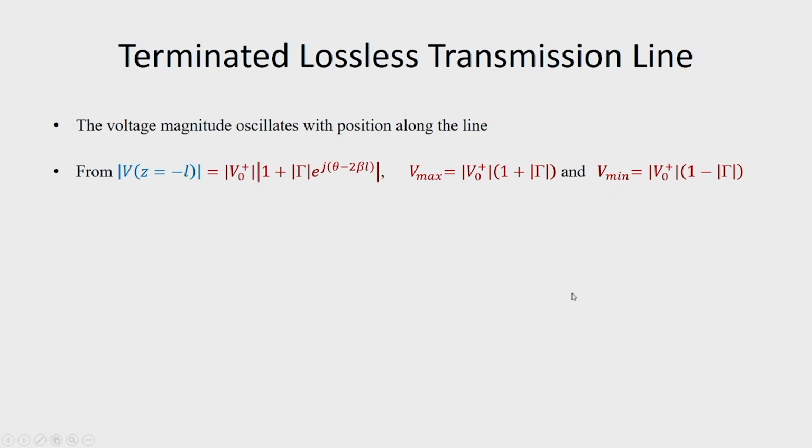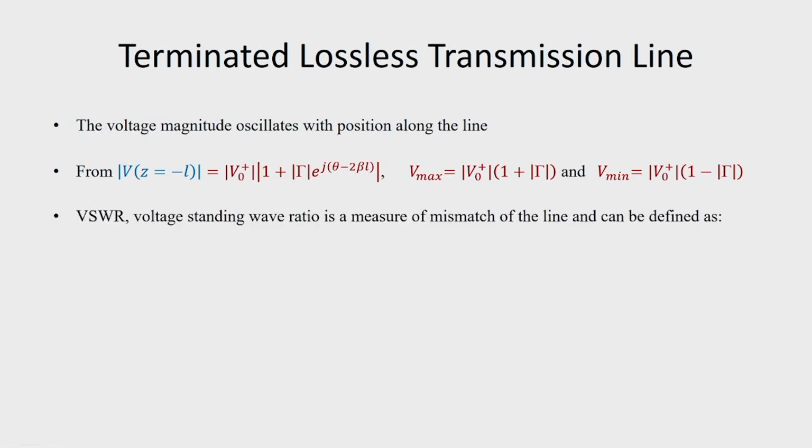Please note that the magnitude of the reflection coefficient becomes 1 when the load is a short circuit or an open circuit. For both these cases, the reflection coefficient magnitude will become 1, but the difference is that when it is a short circuit, a voltage minima, which will be 0 because magnitude of reflection coefficient is 1, will be formed at the load location. Whereas, for an open circuited line, a voltage maxima will be formed at the load location.